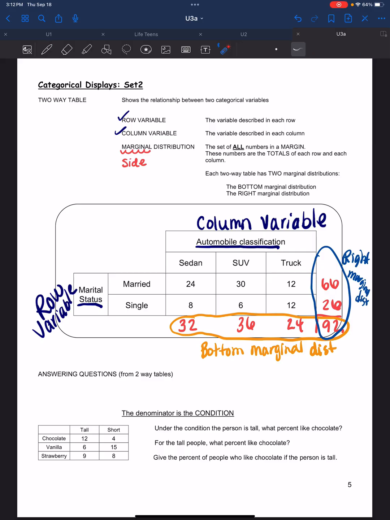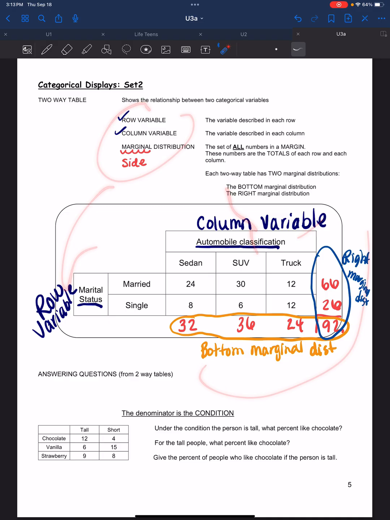And again, that's really going for marital status. So you can see how many people you had in your data, how many people were married, and how many weren't. Versus this bottom one, which was for cars: how many people had sedans, SUVs, and trucks, and how many people you had in total. So I think we're good with those. That's just being able to read a two-way table and being aware that there's some vocabulary that goes with it.